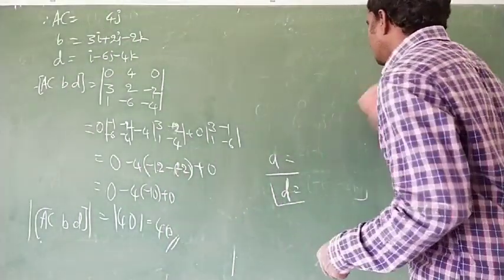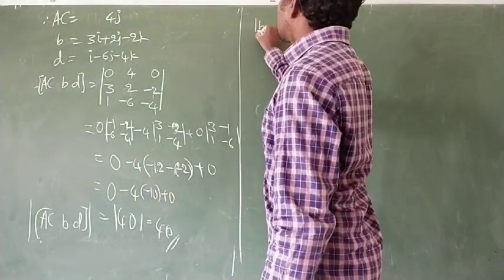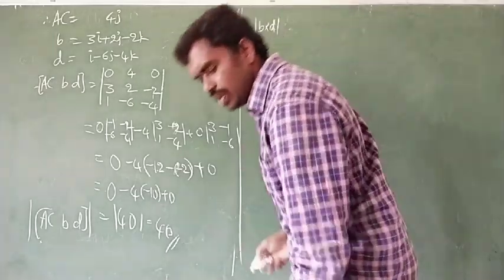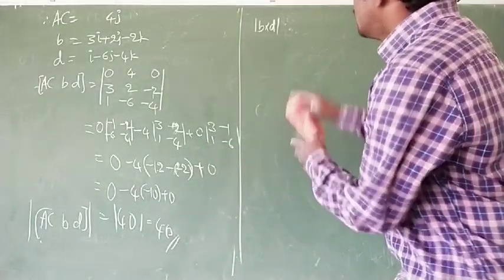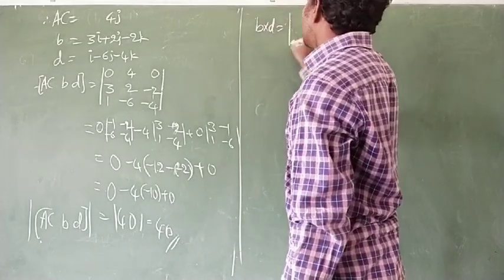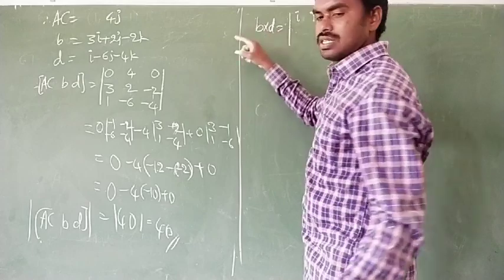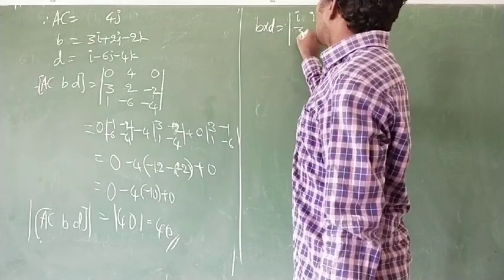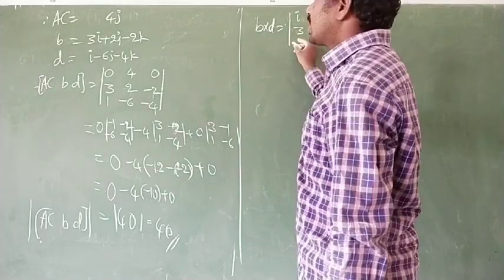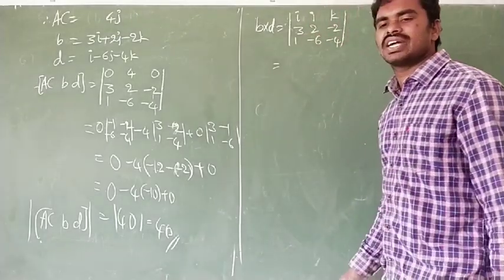Next we are going to find the denominator. What is the denominator? Mod b cross d. So first of all find b cross d, then we can do the modulus later. B cross d means what? i, j, k. What are the b elements? Vector b is 3, 2, minus 2. Next d is 1, minus 6, minus 4. So simplify this. What do we get?